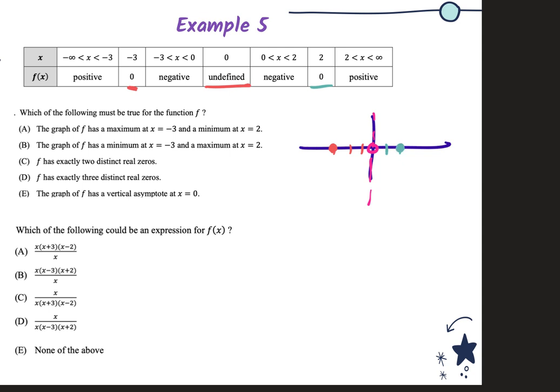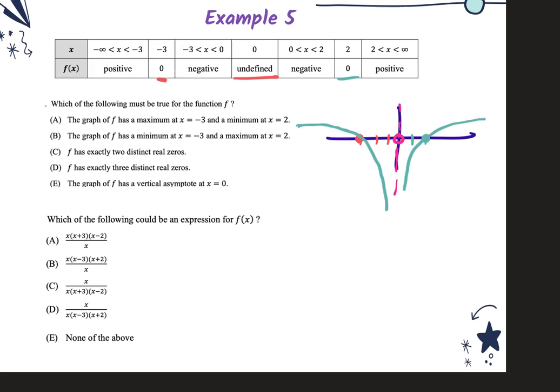From negative infinity to negative 3, it's positive. So it is above my x-axis here. Then it hits the x-axis, and then from negative 3 to 0, it's negative. So it's coming below my x-axis. It's undefined at 0. From 0 to 2, it's negative, which means it's under my x-axis. It hits the x-axis at 2, and then it comes above the x-axis. So it's positive. You with me so far?